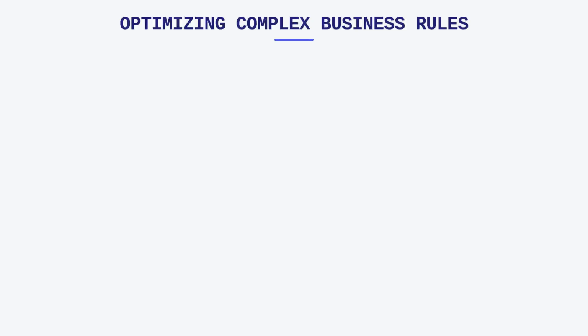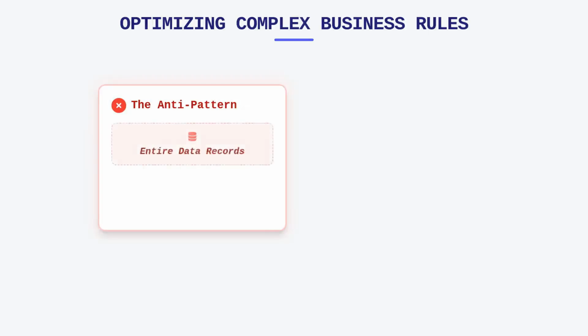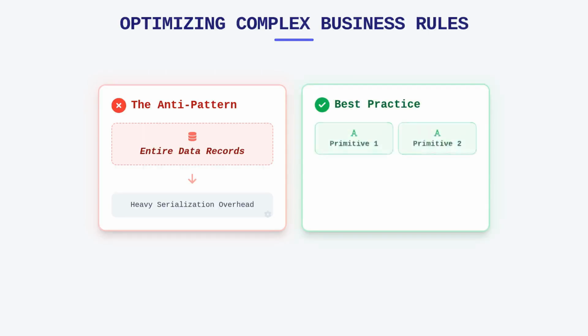When working with complex business rules, we often rely on custom expression rules to perform validation or data transformation. The temptation is to pass entire records into these rules, which can inadvertently cause the engine to pass and evaluate large data structures back and forth. You should strive to pass only the specific primitive fields required for the logic inside the rule rather than the entire data object. This reduces the serialization and deserialization overhead that occurs when passing data between rules.